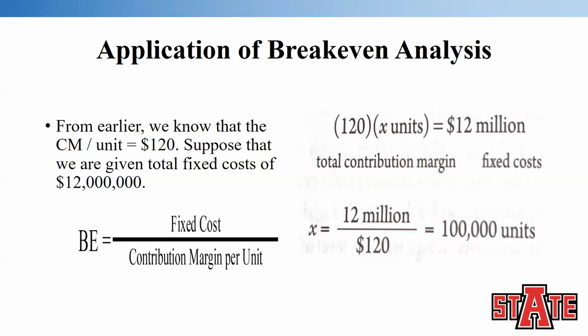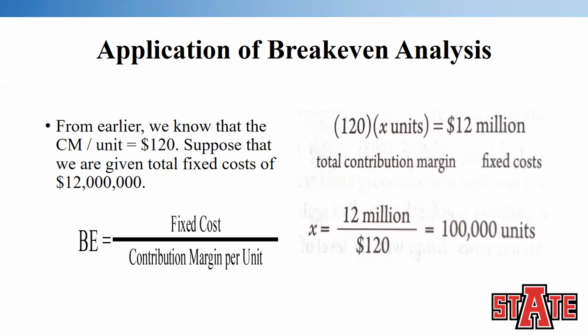From earlier, suppose we know that contribution margin per unit is $120. So suppose we went through this analysis using a different example, okay? And we also know that our total fixed costs are $12 million. Using the equation below, which is the same one from the previous slide, we can take that $12 million and divide it by a $120 contribution margin per unit. And that's going to tell me the number of units sold.